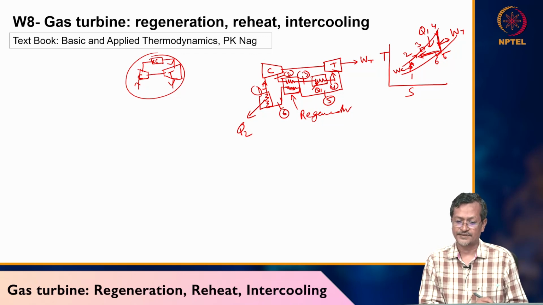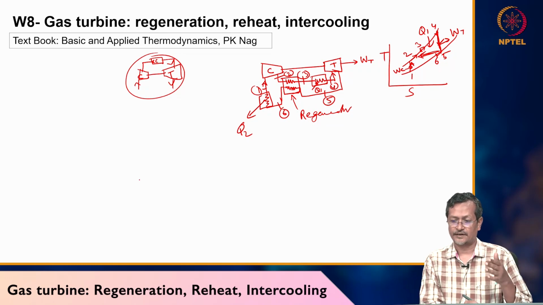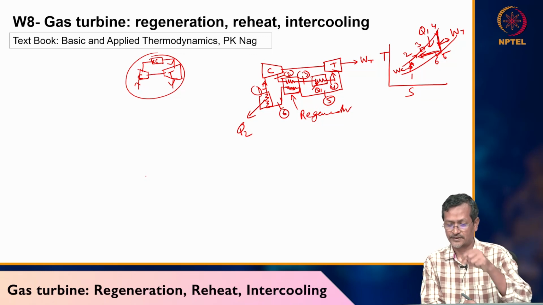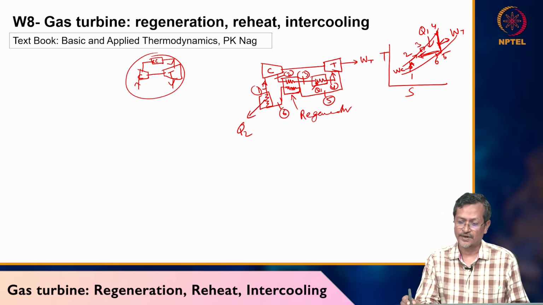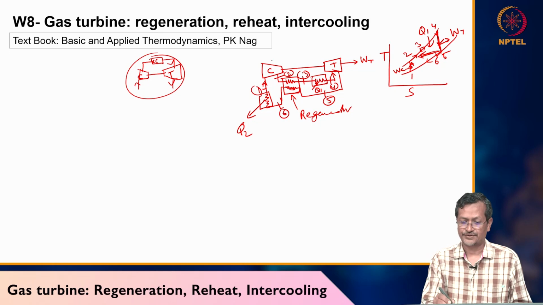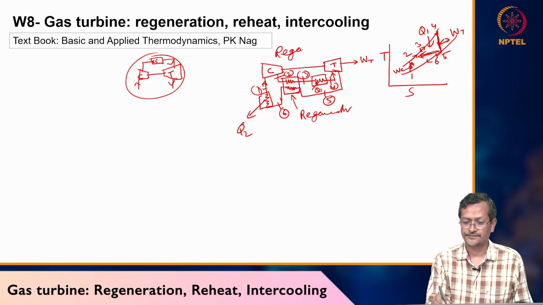Now, 6 to 1, what is happening? 6 to 1 is heat rejection. Normally the air combustion mixture would go to atmosphere. To make this a closed cycle, 6 to 1 is drawn as a continuous line. This is called regeneration.